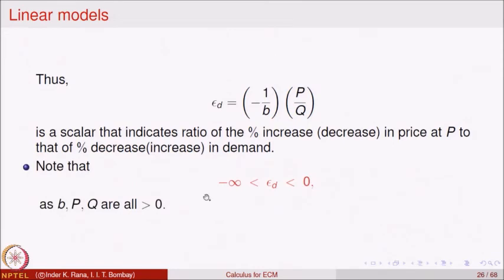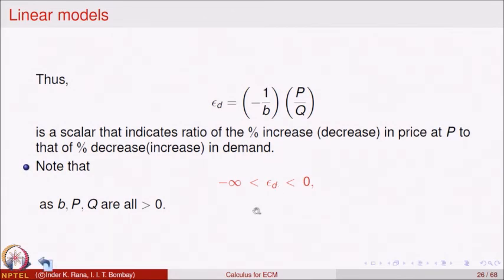So, let us make an observation that this number P is positive, price is always positive, quantity demanded is positive. The number B in the equation is positive. So, in the linear demand and supply equation, B is positive. So, with all these quantities being positive, epsilon d is a negative quantity. So, it lies between minus infinity and 0. So, this only says that epsilon d, the coefficient of elasticity, is always negative.